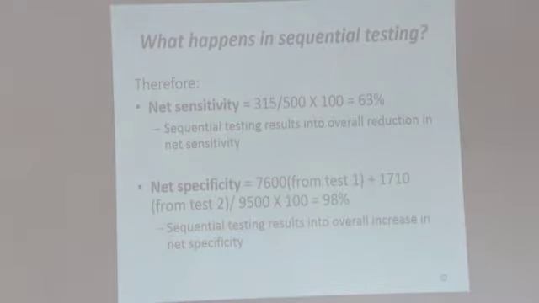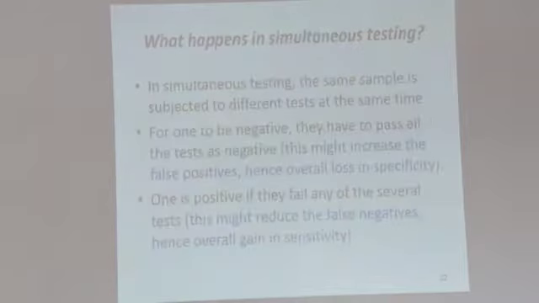So the net sensitivity falls to 63%, while the net specificity increases to 98%. So sequential testing increases net specificity but reduces net sensitivity.